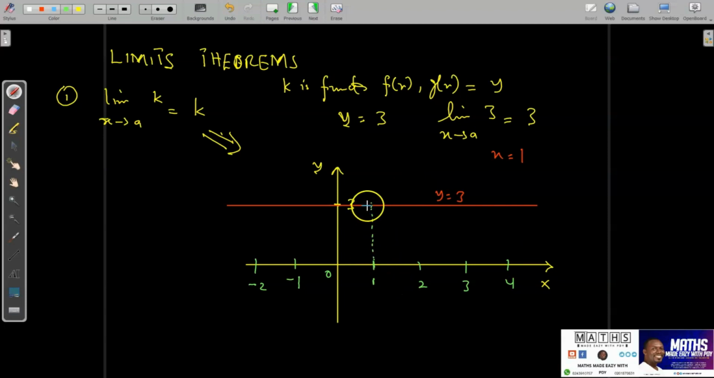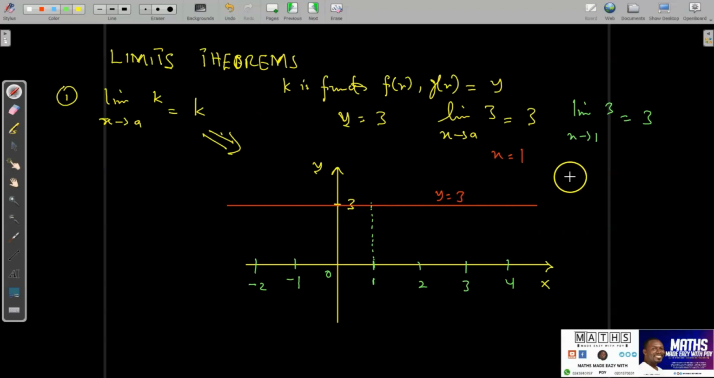On the graph, what number does it hit? 3. It hits 3. Look at it carefully. When we trace it, this is the graph that we've drawn. So the limit of 3 as x approaches 1. The answer is still 3, because from the graph, when you have 1 and you trace it towards the graph, it still meets it at 3.